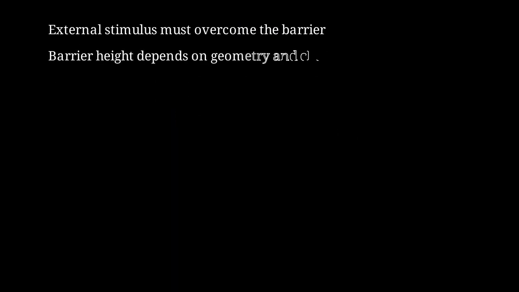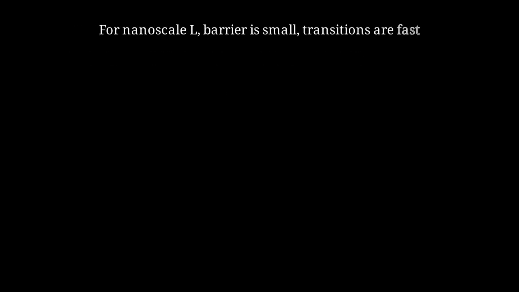The height of this barrier depends on the nanostructure geometry, the pillar spacing, the intrinsic contact angle, and the liquid surface tension. The energy barrier scales roughly as delta E proportional to gamma LV times L squared, where L is the characteristic length scale of the roughness features. For nanoscale features, L is on the order of 10 to 100 nanometers, so the barrier is small. This enables fast, low-energy transitions.